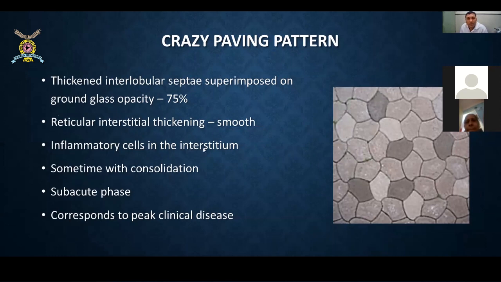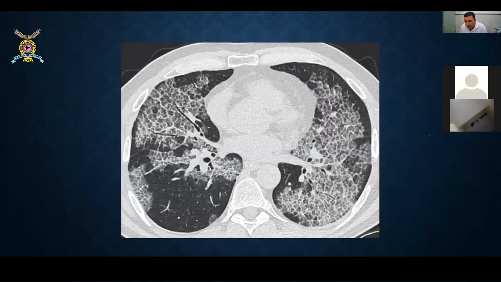because the inflammatory cells get entry into the interstitium, and the interstitium is involved in the crazy paving pattern. So this is not supposed to be the typical pattern of COVID-19, because the crazy paving pattern is also seen in other clinical conditions like alveolar proteinosis, then cardiac failure, then ARDS, then other atypical viral pneumonias. So it is seen in the subacute phase of the disease, and it corresponds to the peak clinical disease. It may progress to consolidation, or it may regress in the subsequent days.